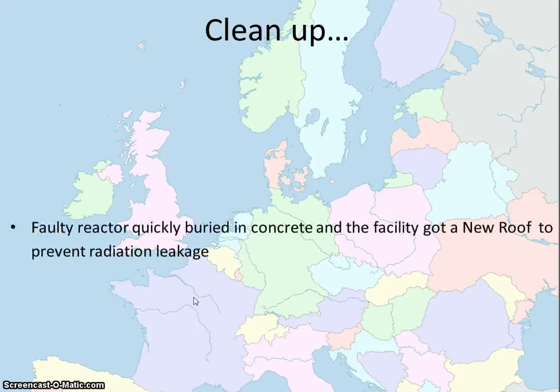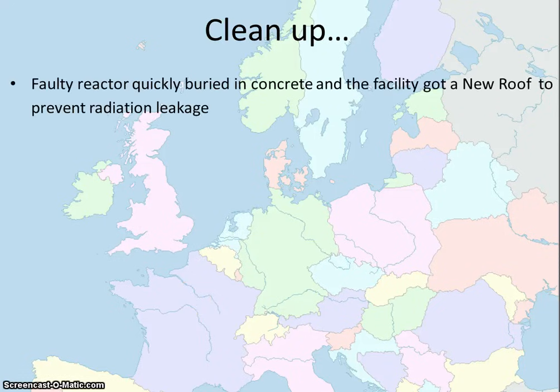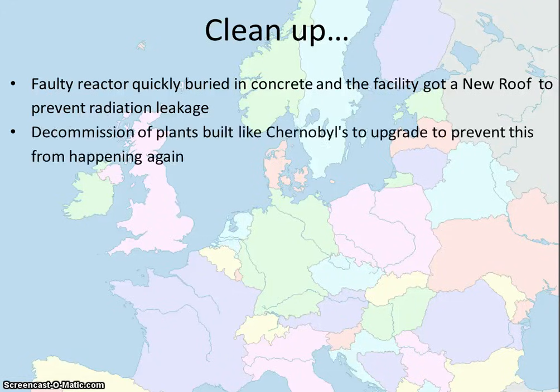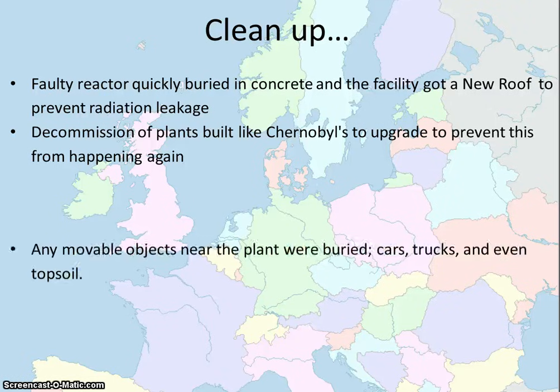Let's talk a little bit about the cleanup. Not only did they have a cleanup of the facility, but they basically had to create a concrete dome over the facility to contain that contamination. They decommissioned a plant where anything that was built with a similar engineering and construction of Chernobyl was decommissioned and shut down, or they were upgraded to prevent this type of nuclear disaster in the future.